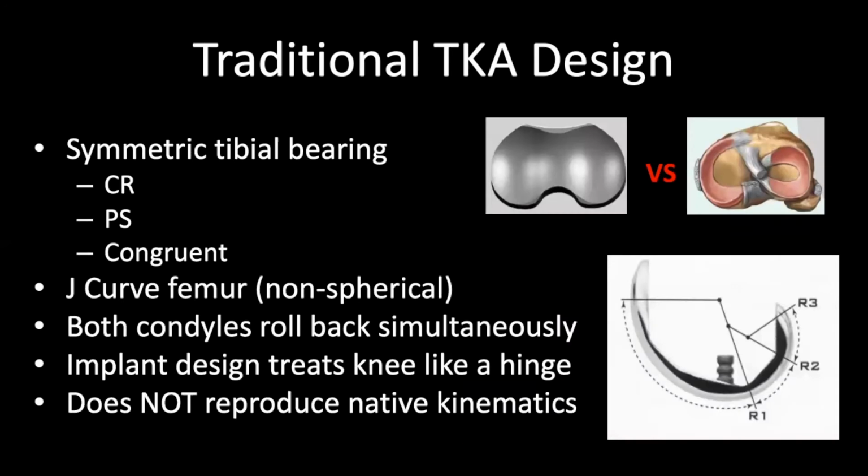We also typically will see symmetric tibial bearings. If you look in the top left, you can see a symmetric congruent bearing, which is not similar to our native anatomy, which is asymmetric. And so typically the symmetric bearings we see are within the cruciate retaining family, posterior stabilized knees, and congruent bearings. We'll frequently see femurs that have what is called a J-curve, which is non-spherical. This means that there's a different radius of curvature in different portions of the condyle, typically with a decreasing radius of curvature as you go deeper into flexion. Both condyles in these designs roll back simultaneously, and the implant design treats the knee like a hinge and does not reproduce the native kinematics of the knee.